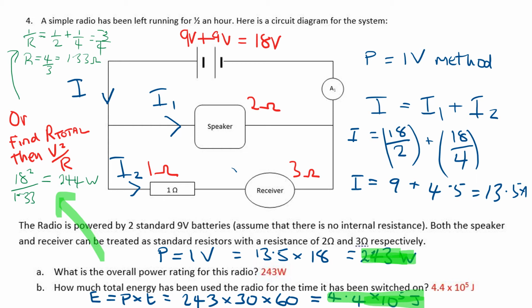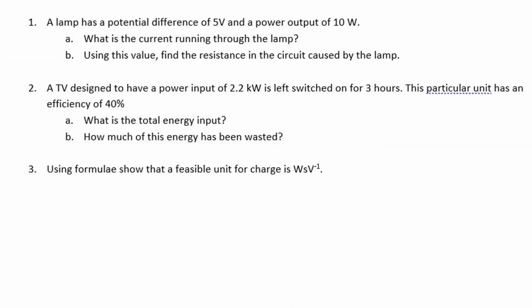And then for part B, energy equals power times time. So it's 243 multiplied by 30 minutes multiplied by 60 seconds. This is 4.4 times 10 to the power of 5 joules. Check your working, make any corrections that you need to. Well done if you got those right. There's 3 questions here I'd now like you to pause the video and work on. Remember to show your working.